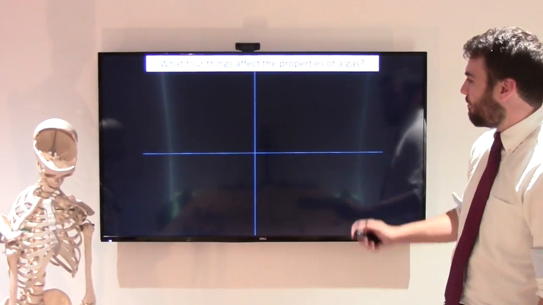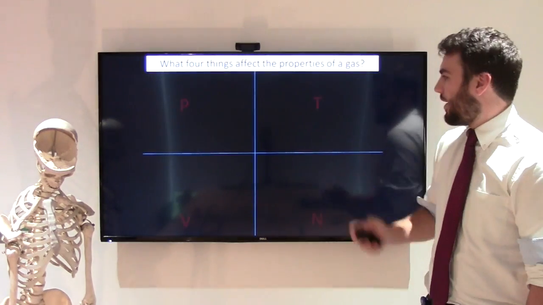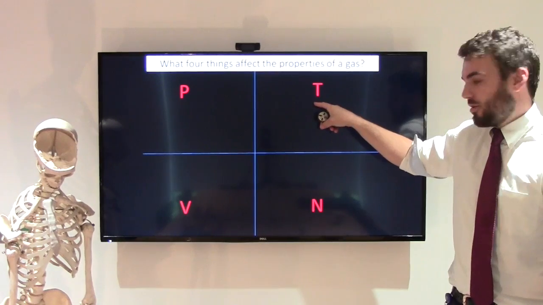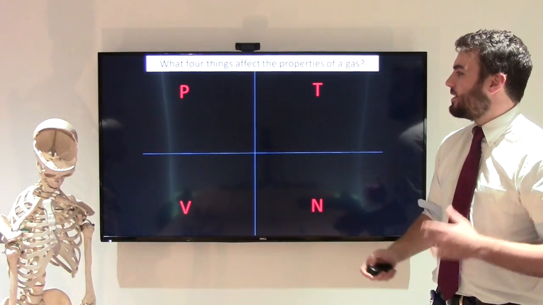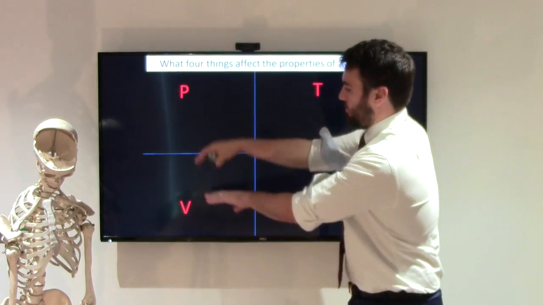Now this is how I think about the 4 properties of gases. There's 4 things that will affect your gas. They are pressure, absolute temperature, volume, and the number of molecules. And they're related in different ways. We need to know how to relate 2 of them together.